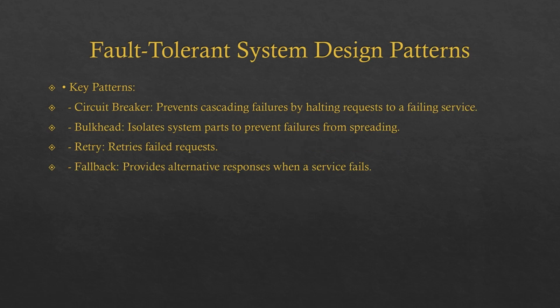In fault tolerant system design, several design patterns are essential for maintaining system stability. The circuit breaker pattern prevents cascading failures by halting requests to failing services. The bulkhead pattern isolates components to prevent failures from spreading. The retry pattern attempts failed requests again. The fallback pattern provides an alternative response if a service fails.